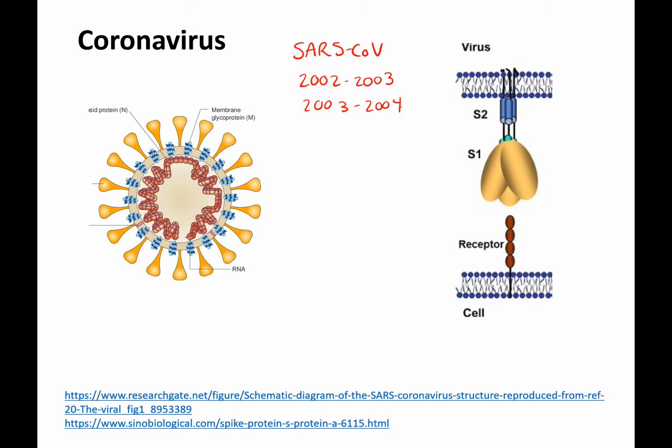A little bit more, but not quite the epidemic that we had in 2002. As you know, we have a new coronavirus out that started in 2019, and the same kind of analysis is being done to try to understand how this virus jumped from animals to humans.